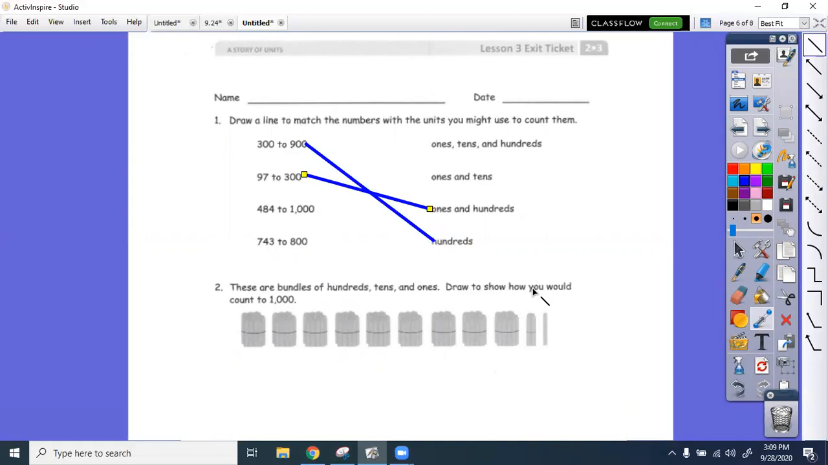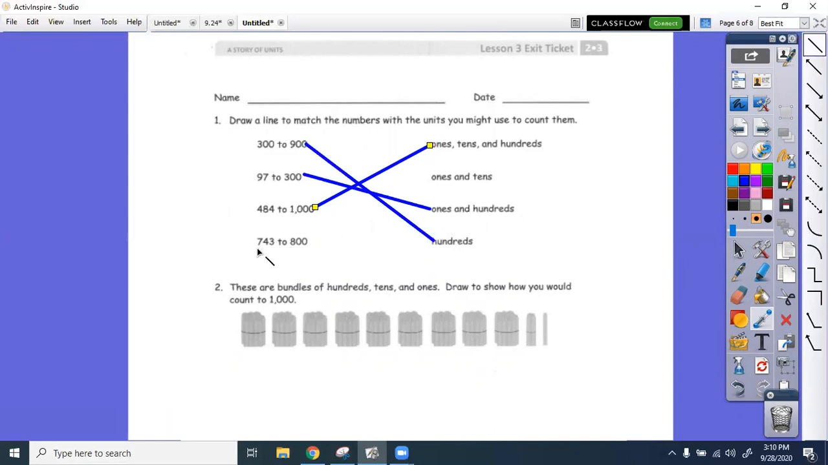Oh, but look at my next one. 484 to 1,000, that's a pretty big jump. So Ms. Bland thinks we're probably gonna need them all. So which answer would that one be? You said ones, tens, and hundreds, you're exactly correct. Very good. And that of course makes my last one pretty simple to figure out.